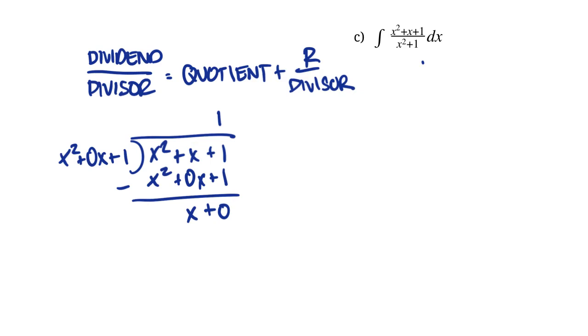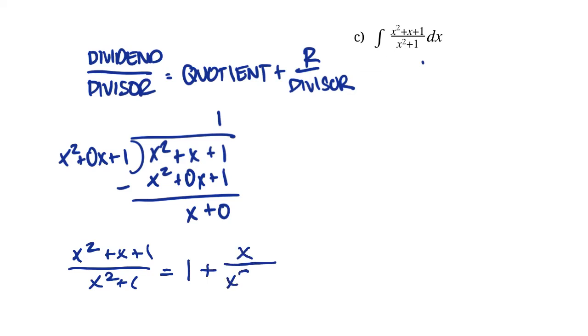So we can rewrite this statement up here using this, right? Essentially, x squared plus x plus 1 over x squared plus 1 is just equal to the quotient, which is 1, right? It's the answer to our division problem, plus the remainder, which is x, over the divisor, x squared plus 1. So the question is, can we integrate this thing? And yeah, you should be able to see that we can. So I'm actually going to replug that in over here.